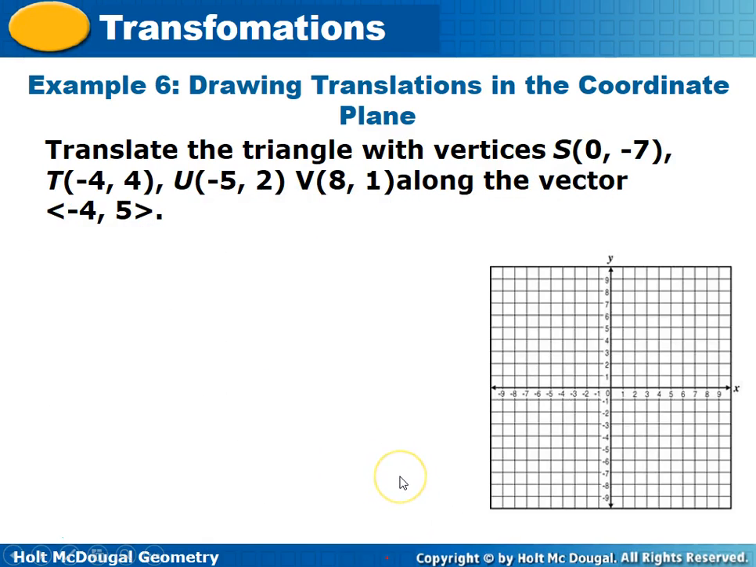So this next one, I'm going to go ahead and draw it for you first because I want to point some things out to you. So let's draw our original image. So that would be S, 0, -7, right there. That's our S. Then we've got T, -4, 4, up here. Then we have U, -5, 2. Then we have V, 8, 1. So there's our V. So I'm going to go ahead and connect these now. And normally when we get stuff like this, they're going to be in consecutive order, but this one is not.